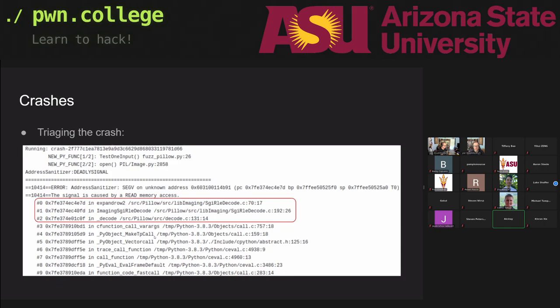So we compiled the fuzzer with AddressSanitizer and checked the backtrace of the crash. We found that the crash occurs in a function called ExpandRow inside the SgiDecode function. And so we tried to debug and analyze the source code.